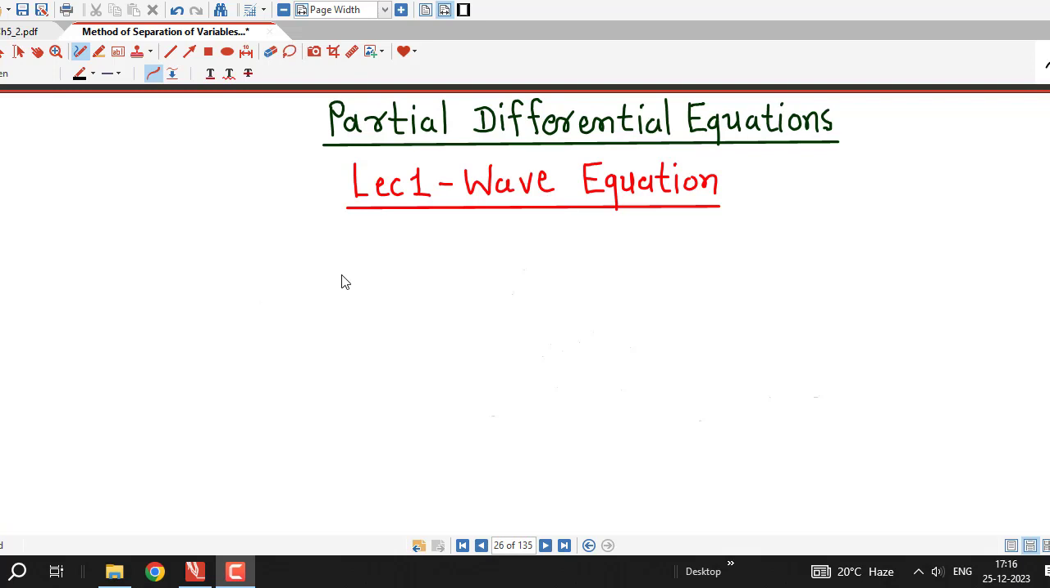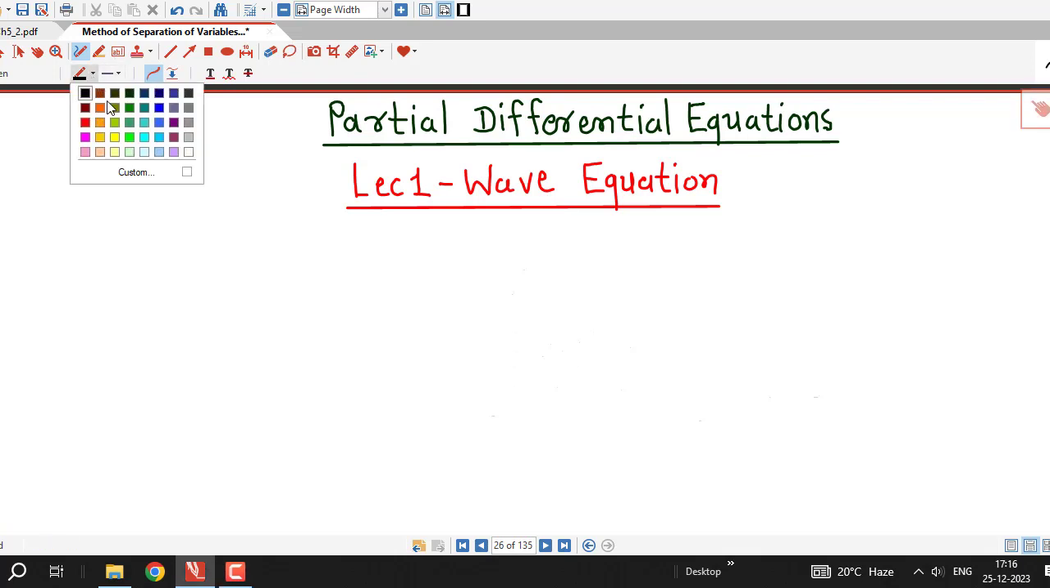Wave equation is an important partial differential equation which is having many applications in different areas of engineering like fluid mechanics, electromagnetism, etc. In this lecture, we are going to understand the model of wave equation using the vibrations of an elastic string. We will see how this mathematical model is governed by some equation and with some conditions.